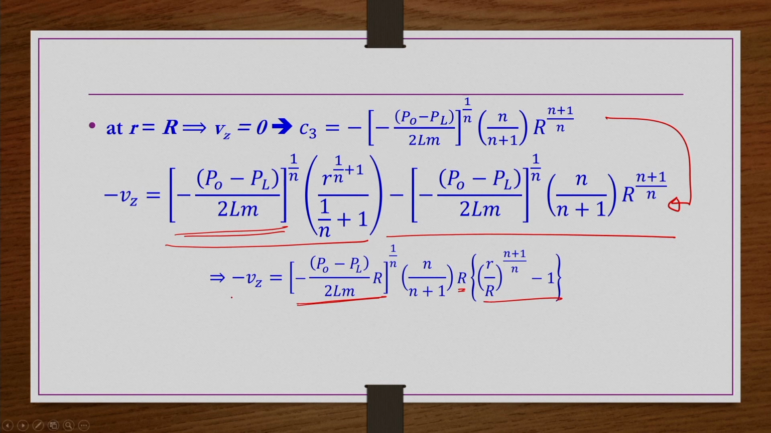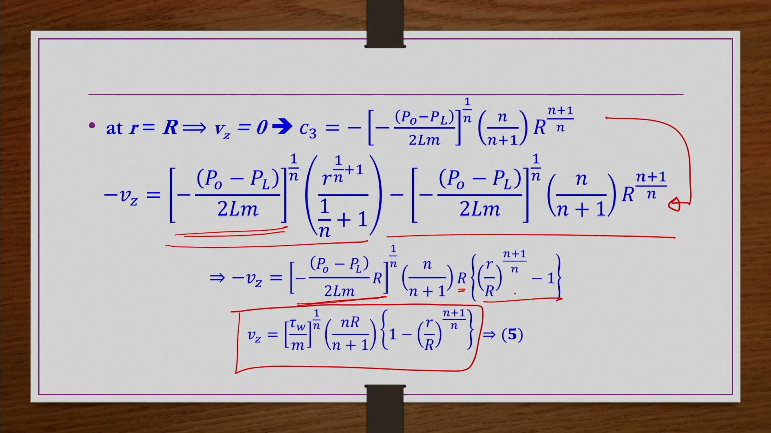So, this is minus Vz. Then plus Vz would be this particular term here, which is 1 minus r by R whole power n plus 1 by n. What we have seen, minus delta p by L times capital R by 2, is nothing but tau w, in the previous slide we have seen that. So, in place of minus delta p by L, capital R by 2, I have written tau w divided by m whole power 1 by n, and then n R by n plus 1 multiplied by 1 minus r by R whole power n plus 1 by n.